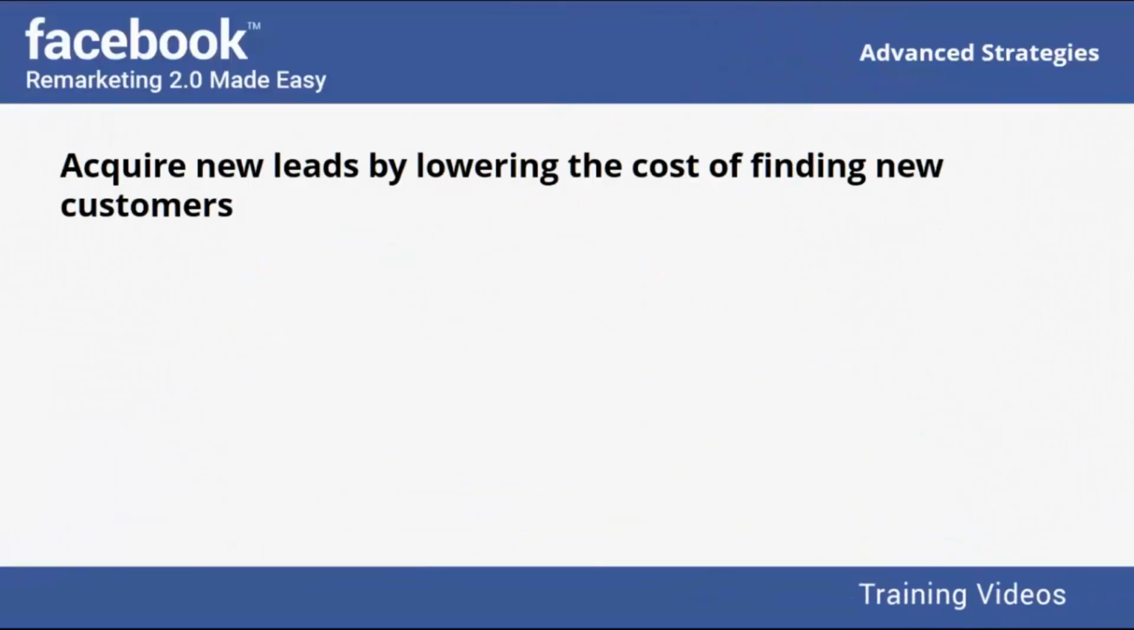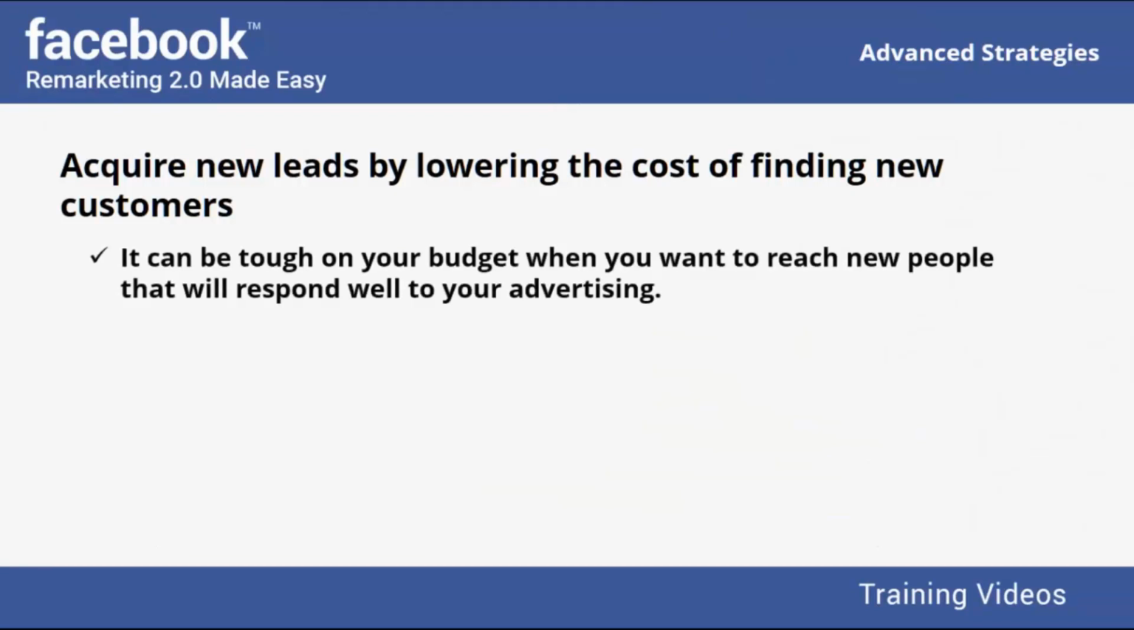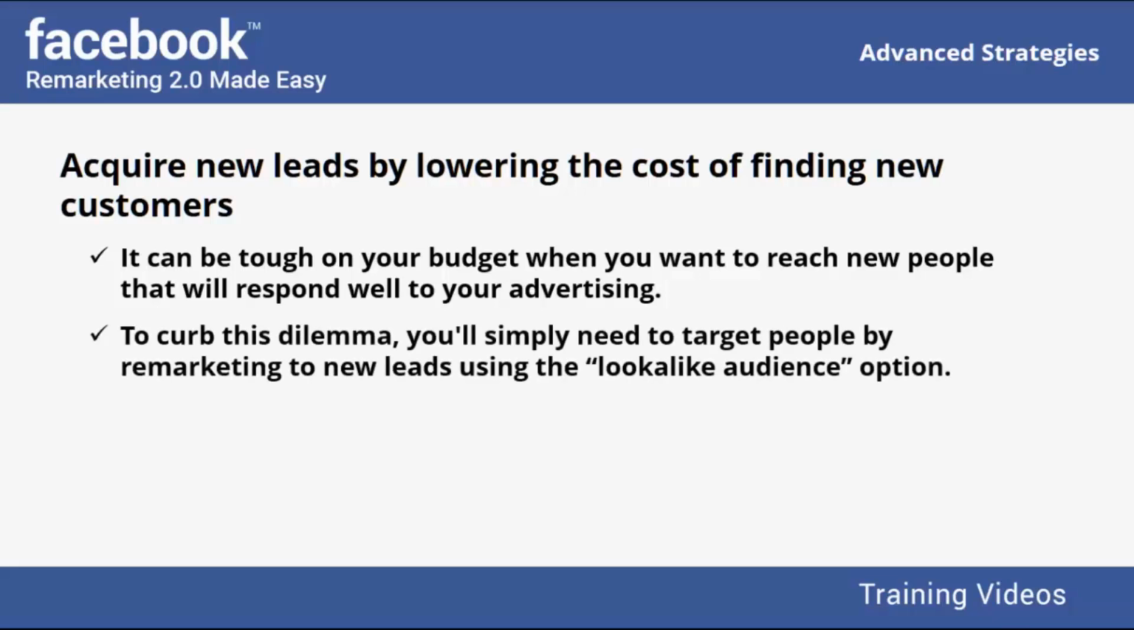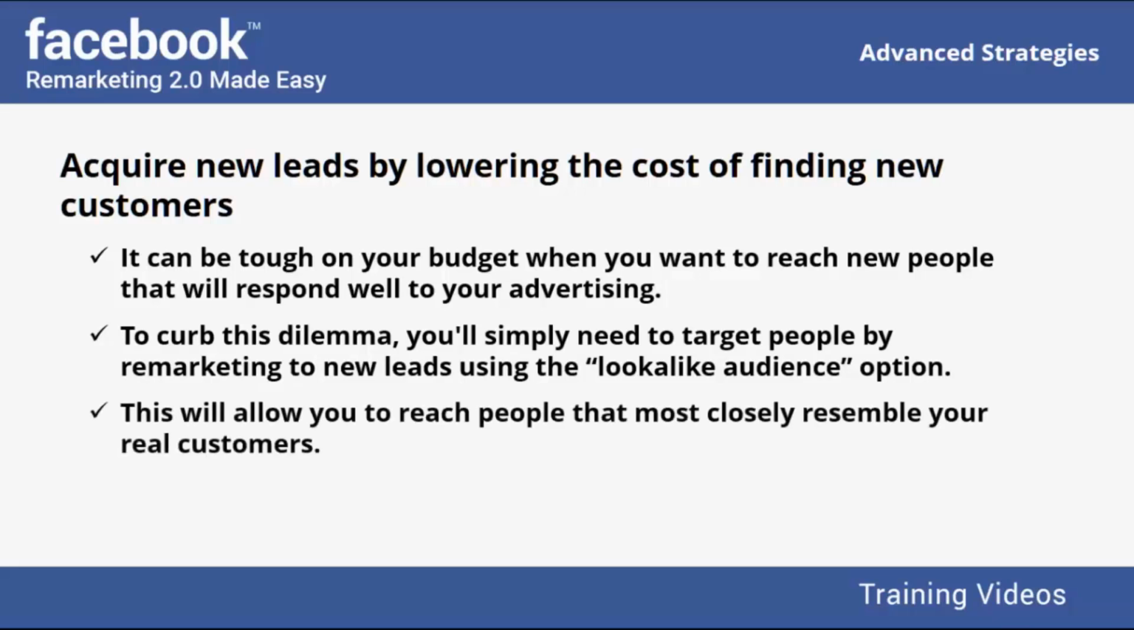Acquire new leads by lowering the cost of finding new customers. It can be tough on your budget when you want to reach new people that will respond well to your advertising, while at the same time you are remarketing to those that already have and trying to keep them engaged is part of the magic. To curb this dilemma, you'll simply need to target people by remarketing to new leads using the lookalike audience option. This will allow you to reach people that most closely resemble your real customers, both in their interests and spending habits, while saving you time and money.